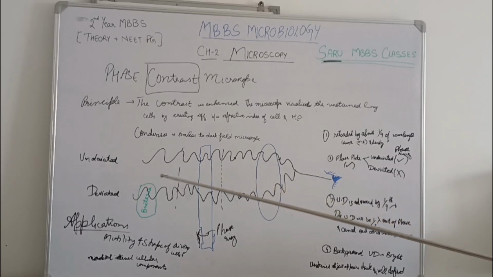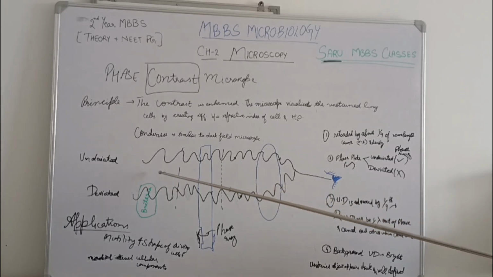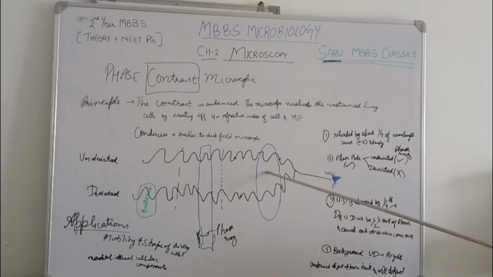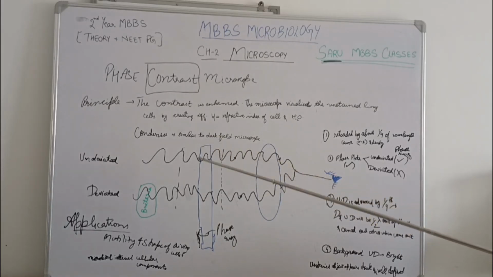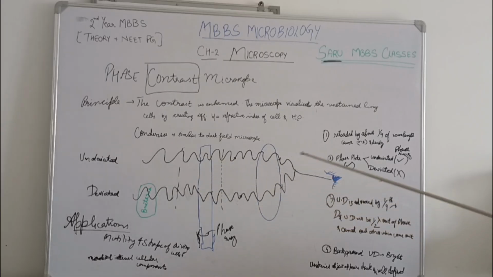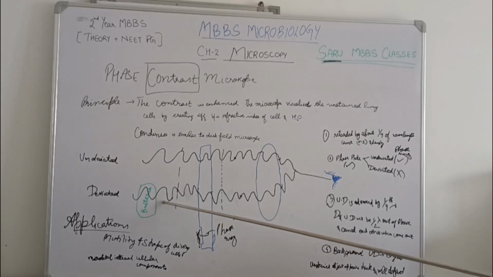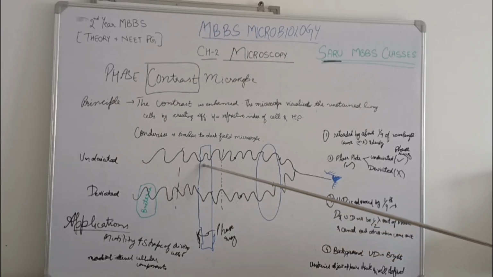Now, undeviated light rays. This is a bacteria. This is a phase ring. This is your microscope condenser, and these are the eyes, the person viewing through the lens. Now let's see it point by point. First, as the light rays strike the bacteria, they get retarded by about 1/4 due to variation in refractive index and density. Next, the phase ring is constructed.